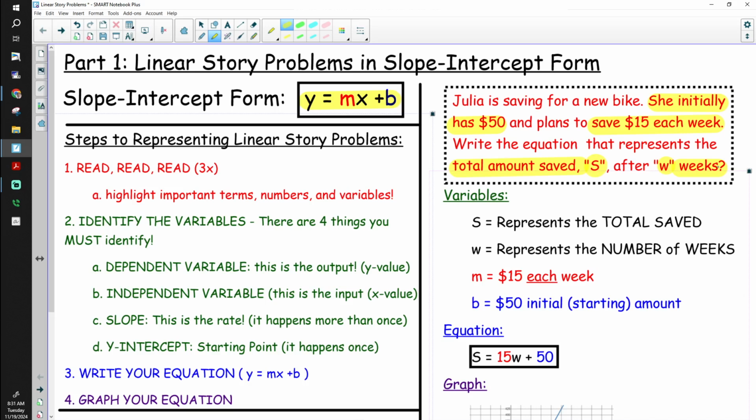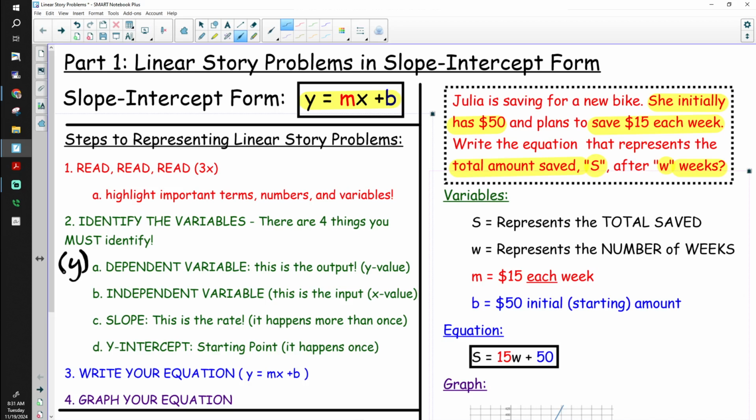Okay, so the dependent variable. The dependent variable is the y in y equals mx plus b. This is the y. This is the output. The output is always the total amount. It's how much we're trying to save, how much we have total. Okay? Y is the output, the dependent variable.